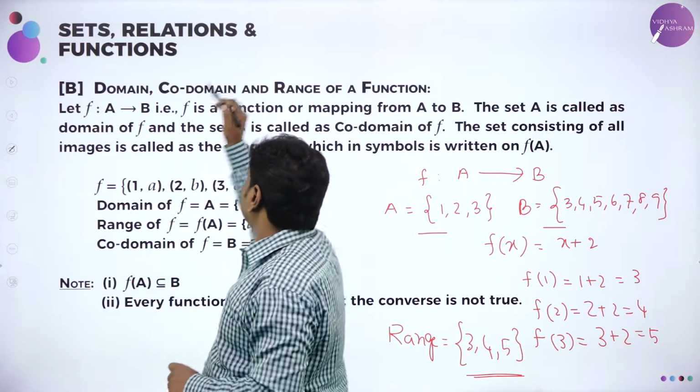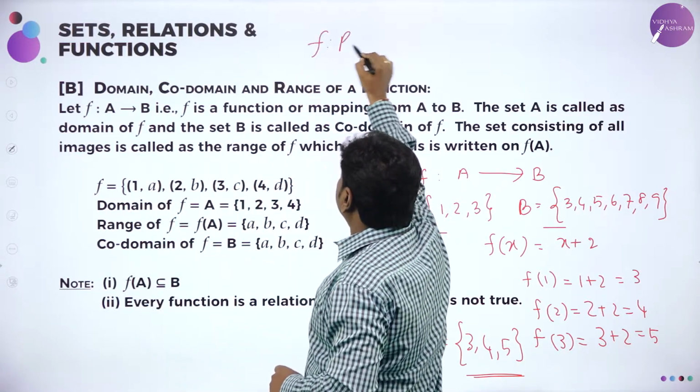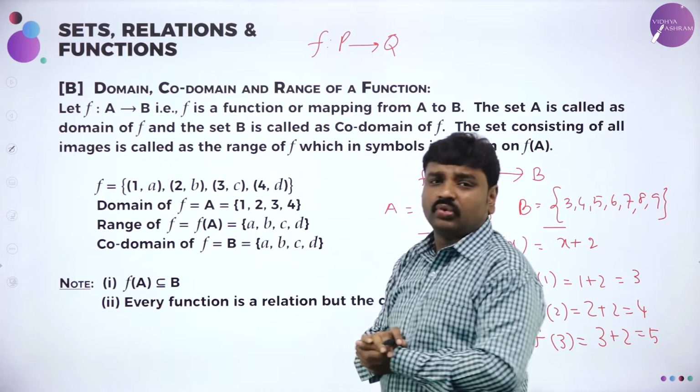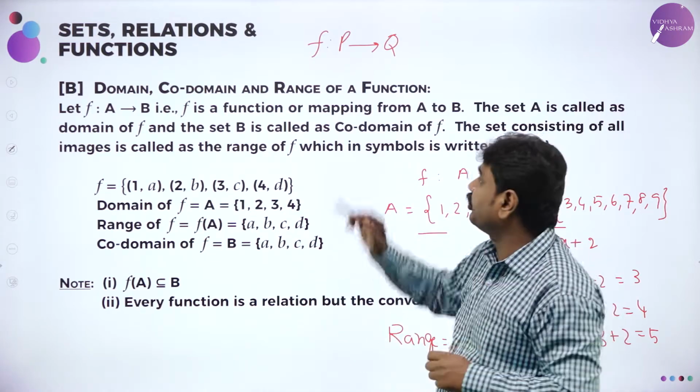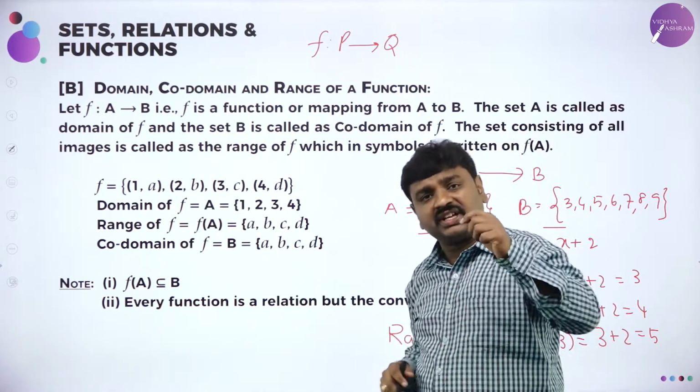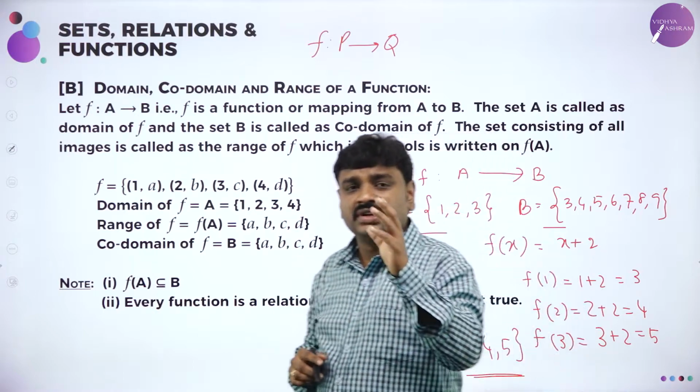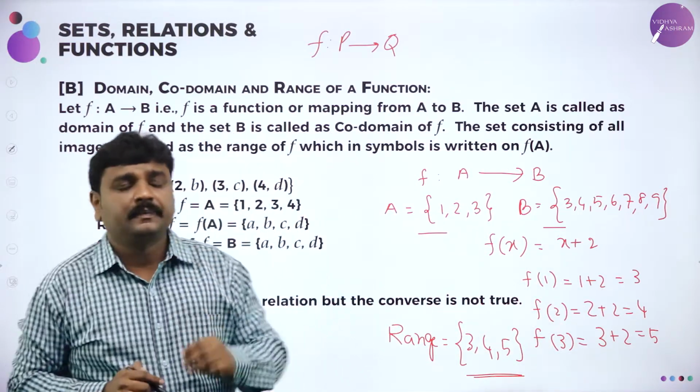So now, my dear students, read this. How to read this? F maps P to Q. What is P? Domain. What is Q? Codomain. What is range? Set of images. Range is a subset of codomain.